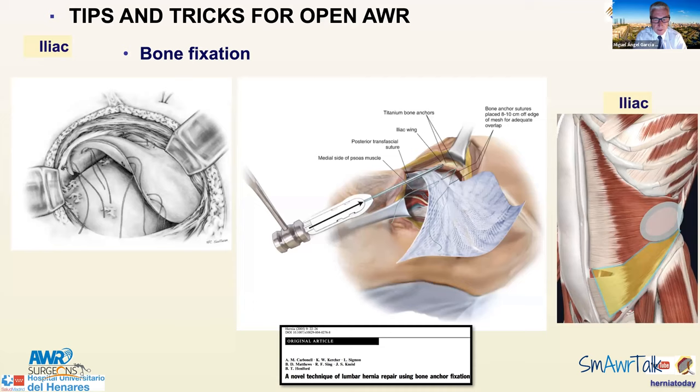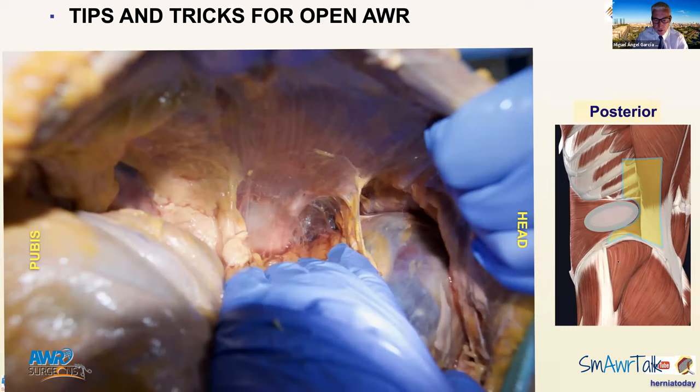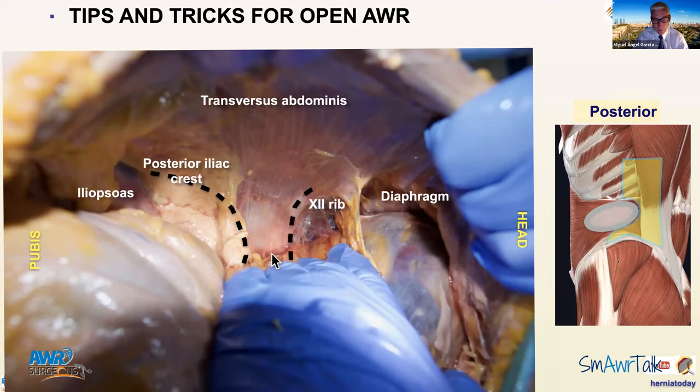And you know that from America came the possibility to use bone anchor fixation, which was promoted initially by Alfredo Carbonell, and we have only barely used it because we prefer hyperextension instead of fixation. Again, take this picture in the cadaver after making a posterior component separation. You can see your limits here, and you can extend in the retroperitoneum very nicely, here over the diaphragm and here over the psoas, making the taco configuration of your mesh over there. I think that's the secret.